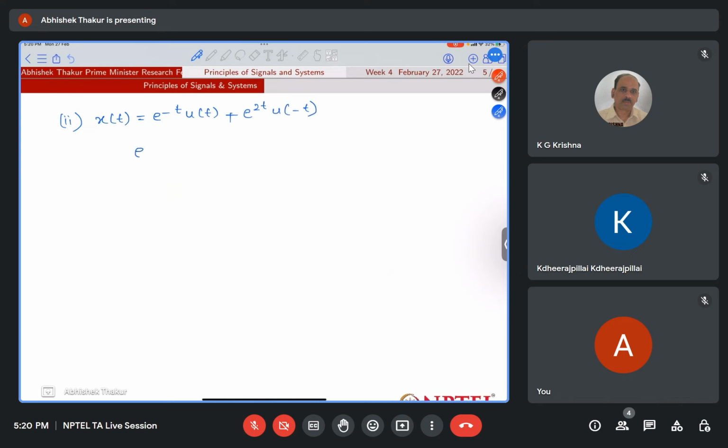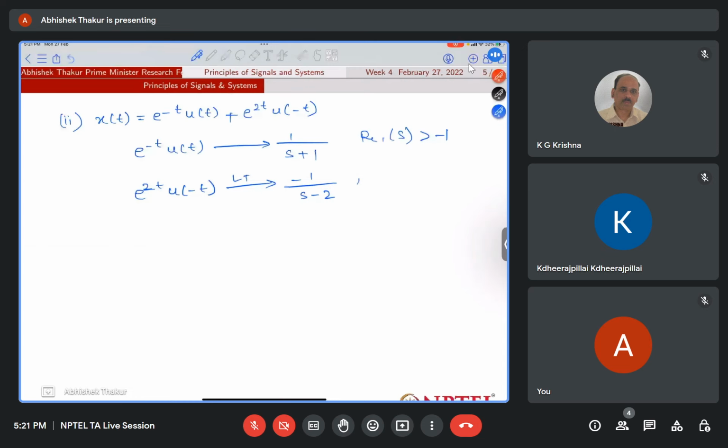For this, we know that for e to the power minus t u(t), the Laplace transform will be 1 by s plus 1, and the region of convergence is greater than minus 1, because this is a right-handed signal. For e to the power 2t u of minus t, the Laplace transform will be minus 1 by s minus 2, and here this is a left-handed signal.